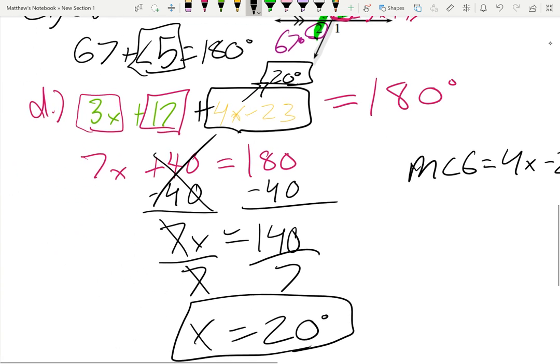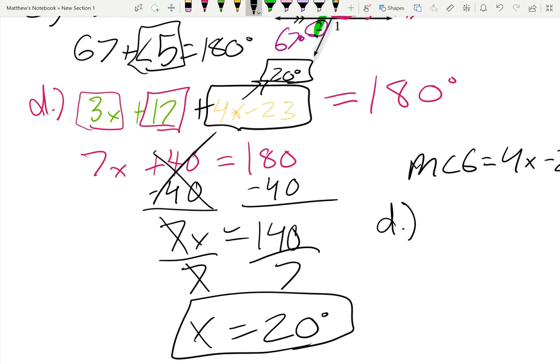All right, that's where you're going to write it underneath part D, and then paste that into the document.